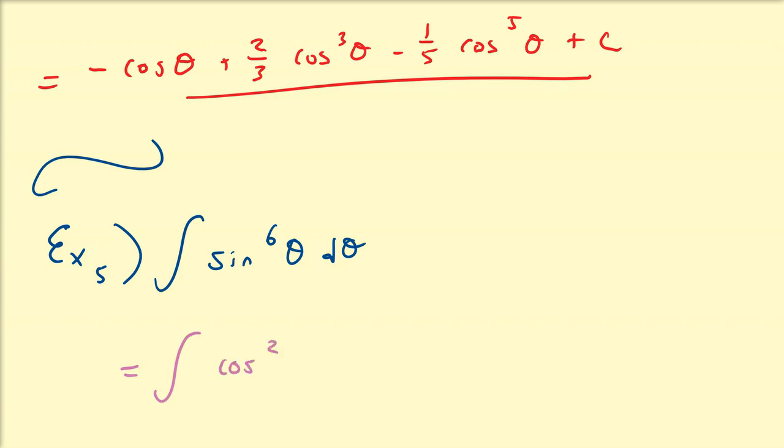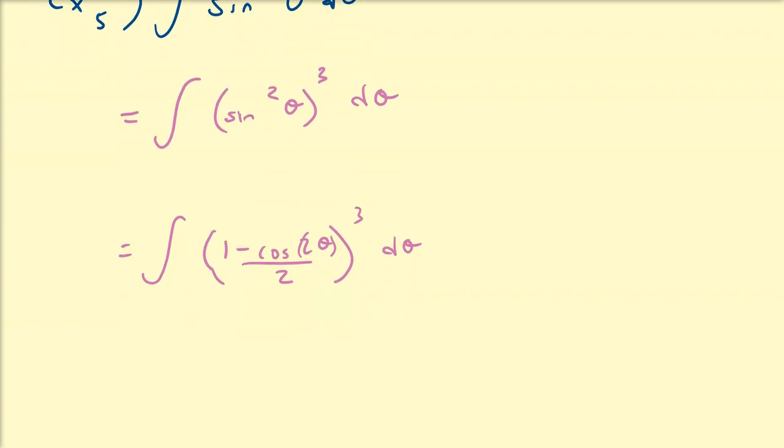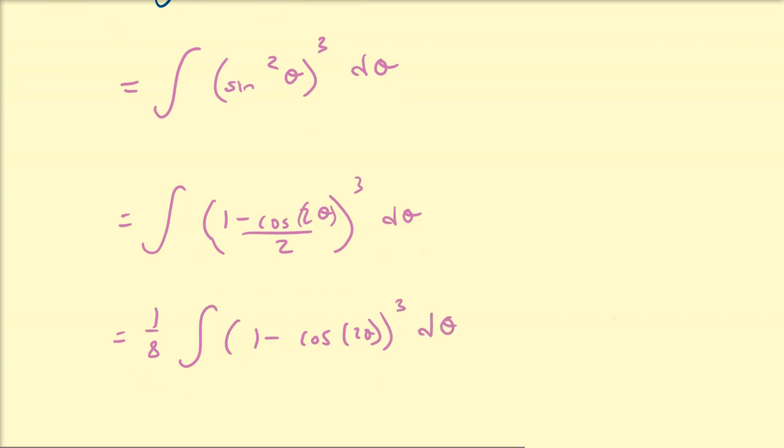So we can rewrite this as sine squared of theta to the power 3 d theta, so sine squared cubed. And then rewrite sine squared as 1 minus cosine 2 theta over 2, cubed. So I'm using my double angle identity here. So 1 over 2 cubed is going to be 1/8. So I have 1/8 times my integral of 1 minus cosine of 2 theta cubed d theta.